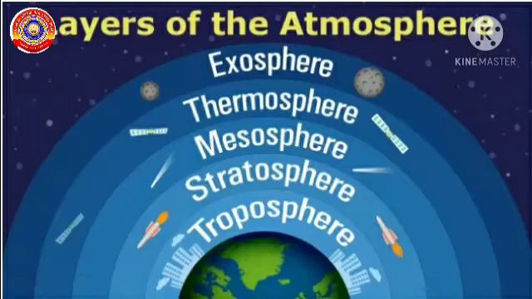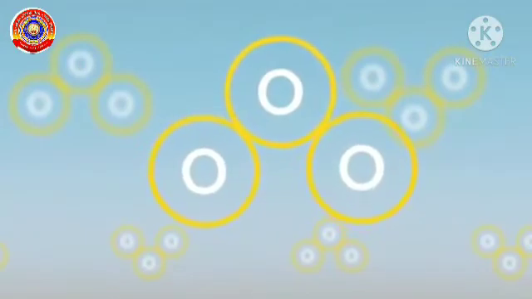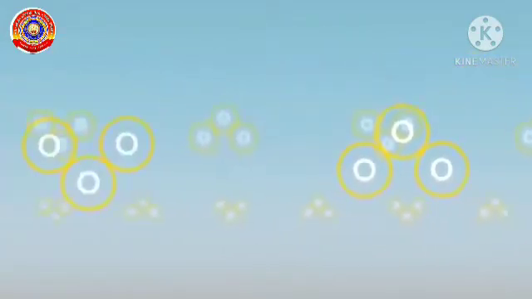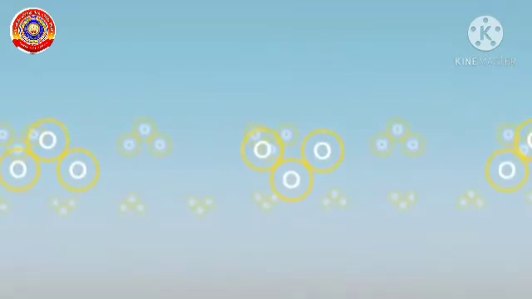Don't you remember the layers of the atmosphere that you had learned in the lower classes? As you all know, the atmosphere has 5 layers, right? And among these layers, ozone is found in the stratosphere layer of the atmosphere. Let us know how atmospheric oxygen changes to ozone molecule.